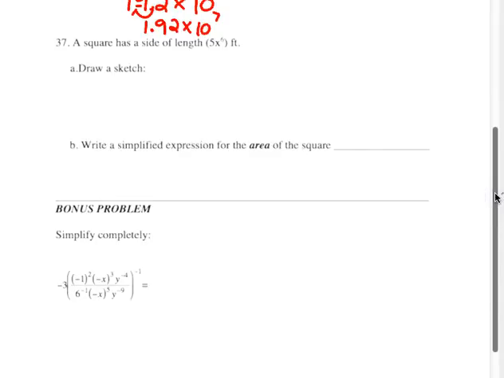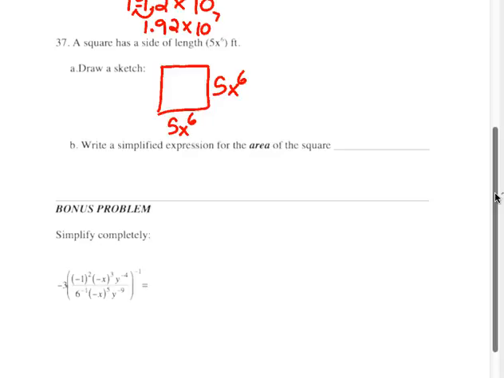Right, a square has a side length of 5x to the 6 feet. First, it wants me to sketch a picture. Okay, so a square will look like that, okay? So first of all, there's just the sketch that I need, okay? And now it wants the area.